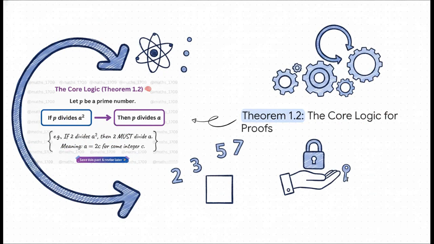Okay, let's shift gears for a second and talk about those heavy-hitting proof questions. We're looking at Theorem 1.2 now, which is pretty much the core logic for your exams. The rule is surprisingly simple but so powerful. If a prime number, let's just say 2, divides a squared number, like a squared, then it absolutely must divide the original number, a. You really want to keep that logic locked in.